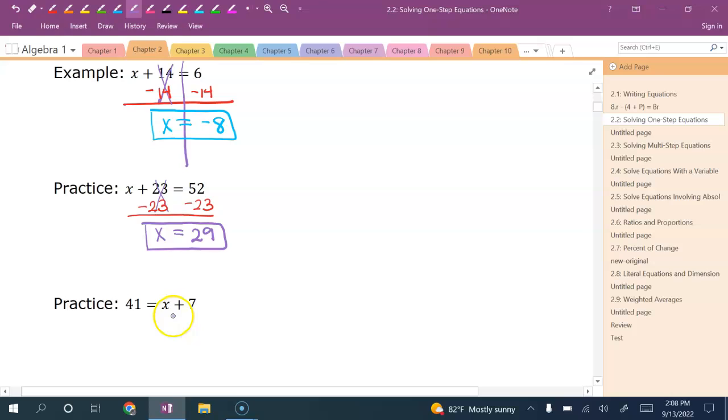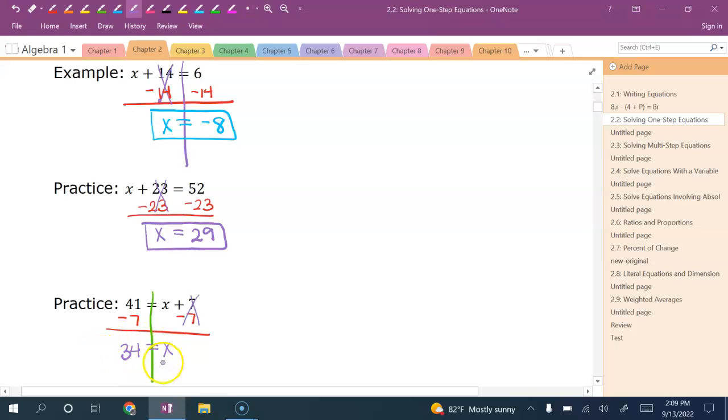Now the second practice problem is similar to those other two. They just wrote it backwards. They put the x plus 7 on the right-hand side instead of it being on the left side of the equal sign. I still see that plus 7, so I'm going to subtract 7, again, from both sides of that equal sign. Again, if you need to draw that line down to let you know where the equal sign is, that's fine. Then we bring down the x, bring down the equal sign. 41 minus 7 is going to be 34.